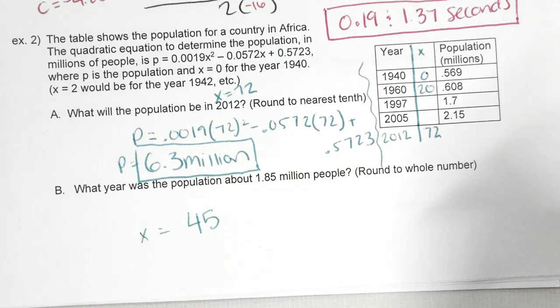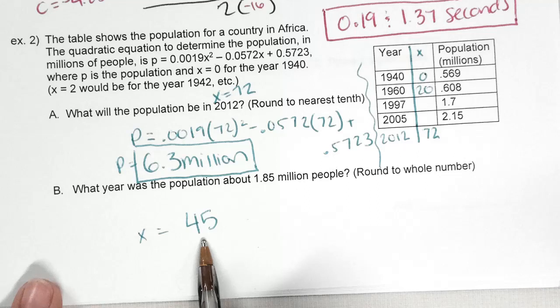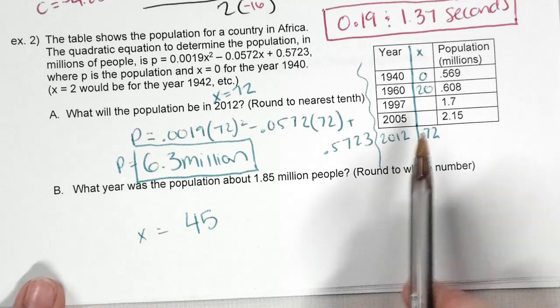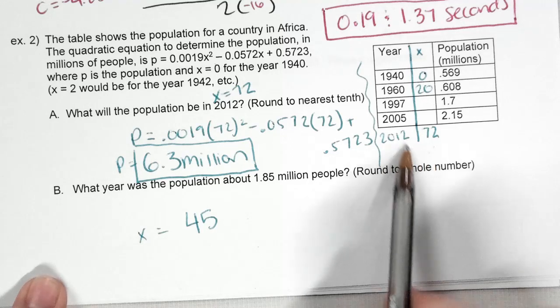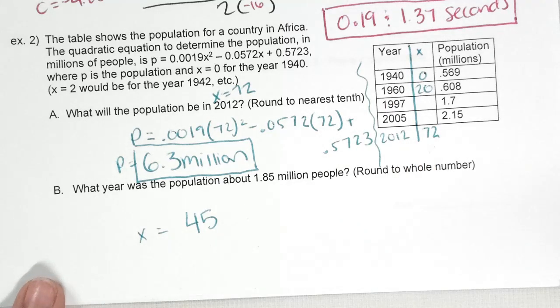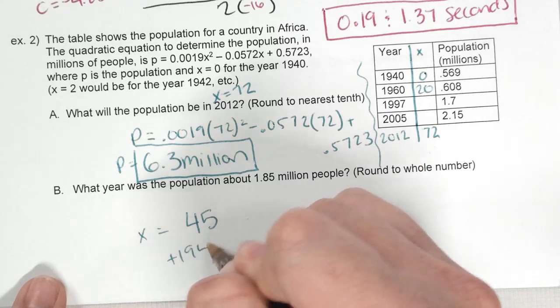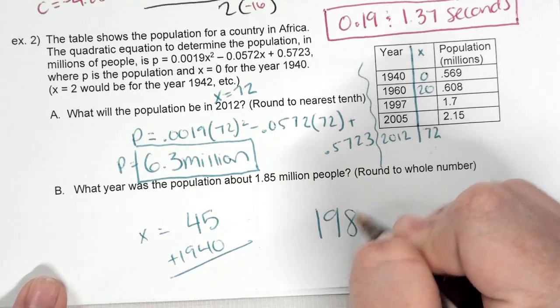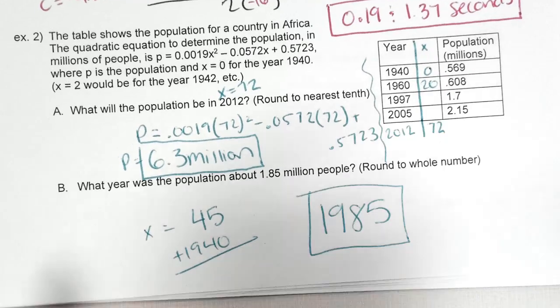But here's my question. This is not my final answer, because it says what year. So if x is 45, how would I find what year that is? Add. So you'd add it to 1940, and what does that equal? So that would be your answer.